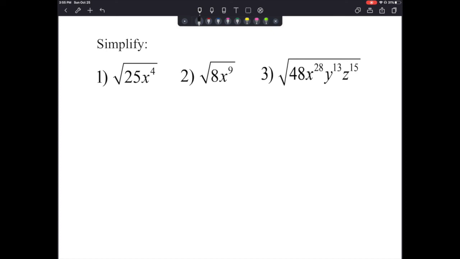First one, square root of 25x to the 4th, both perfect squares. I'm going to break them apart. Square root of 25 is 5. Square root of x to the 4th is x squared. And that's what we get.